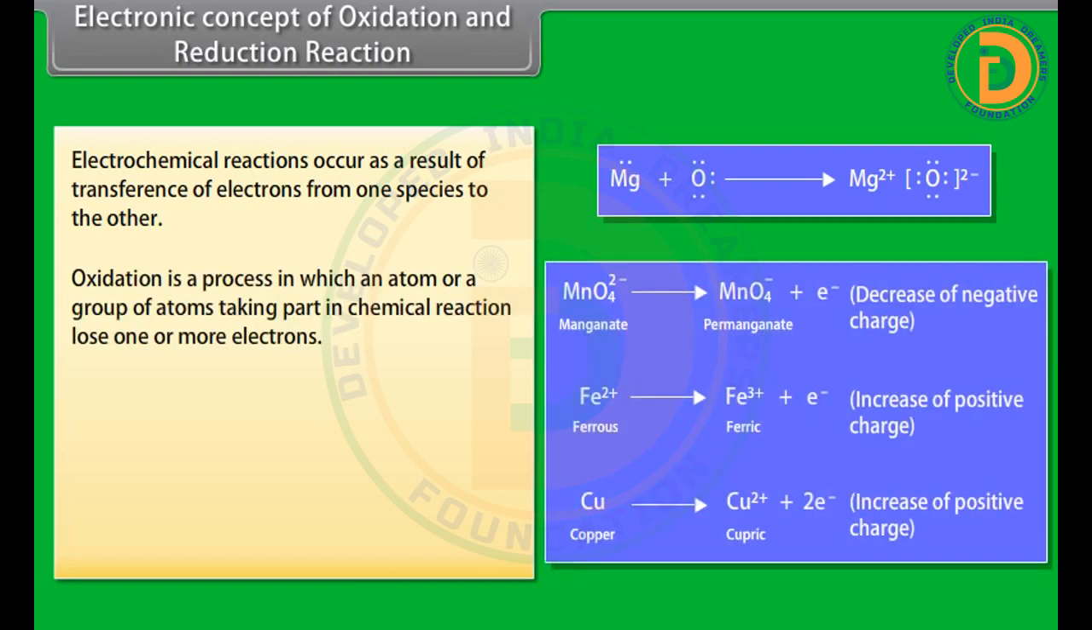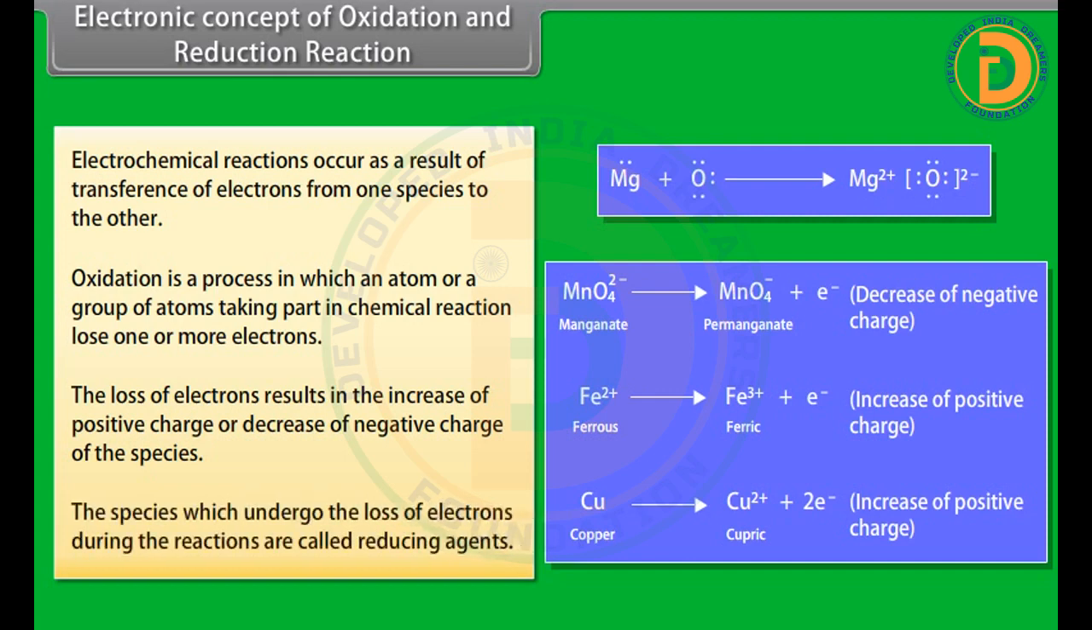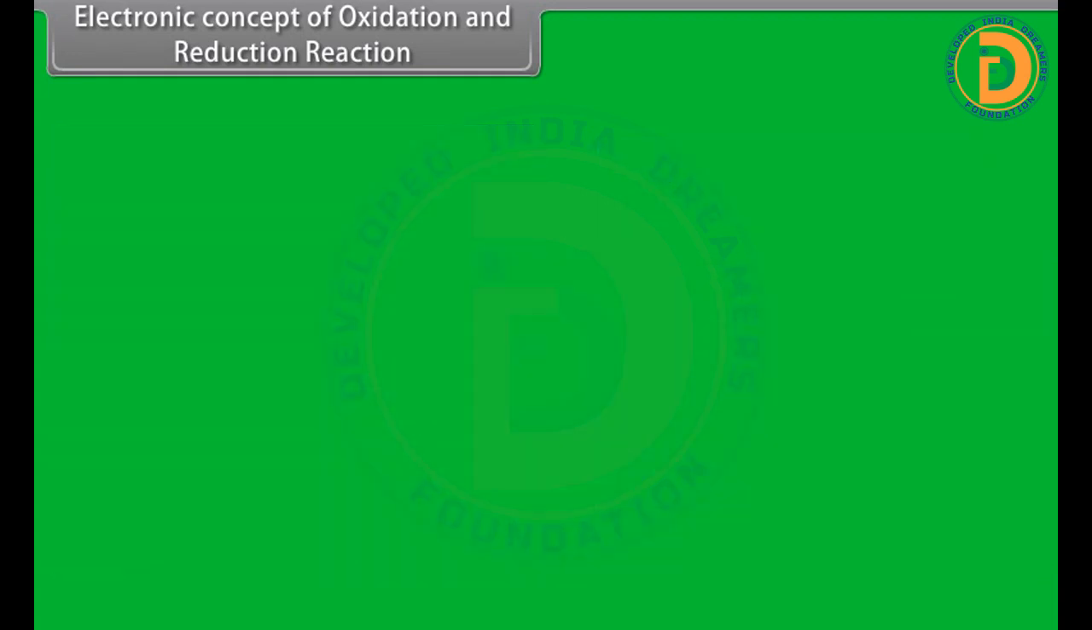Oxidation is a process in which an atom or a group of atoms taking part in a chemical reaction loses one or more electrons. The loss of electrons results in the increase of positive charge or decrease of negative charge of the species. The species which undergo the loss of electrons during the reactions are called reducing agents. MnO4 2-, Fe2+ and CO are reducing agents in these examples.